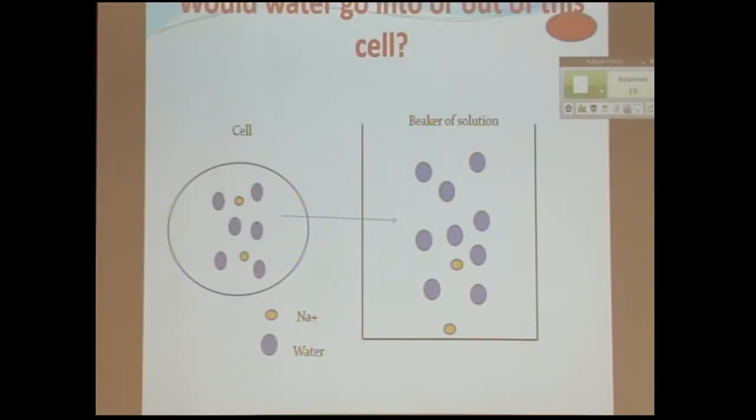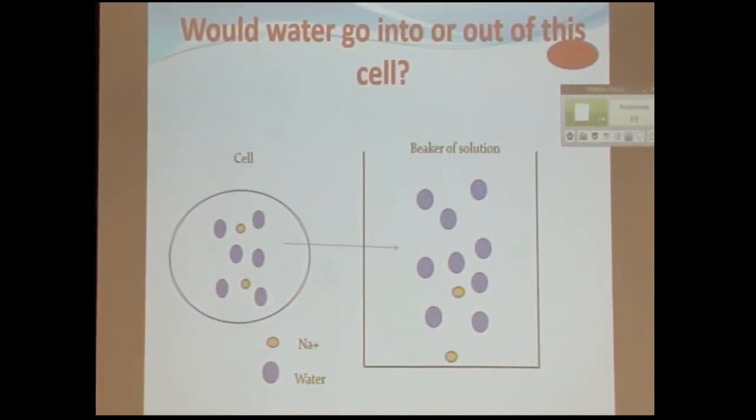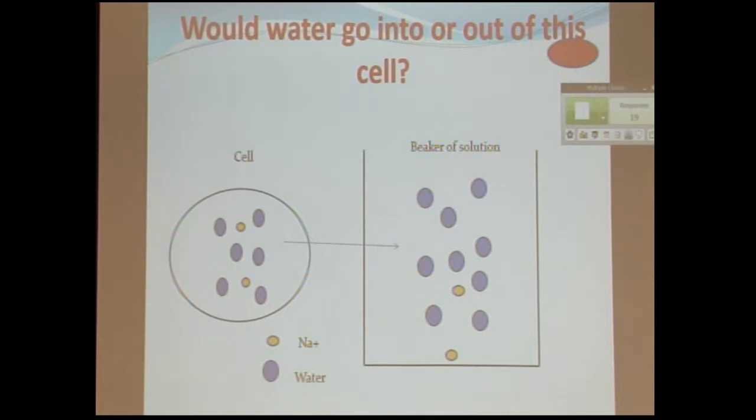All right, so try this one on your own here. Let's say you've got this situation. Blue's water, yellow's sodium ions. This is inside the cell, and this is a beaker I'm putting the cell into. I want to know which way water is going to go. Is it going to go into that cell or out of the cell? Let's give you a minute. Just try it all on your own.